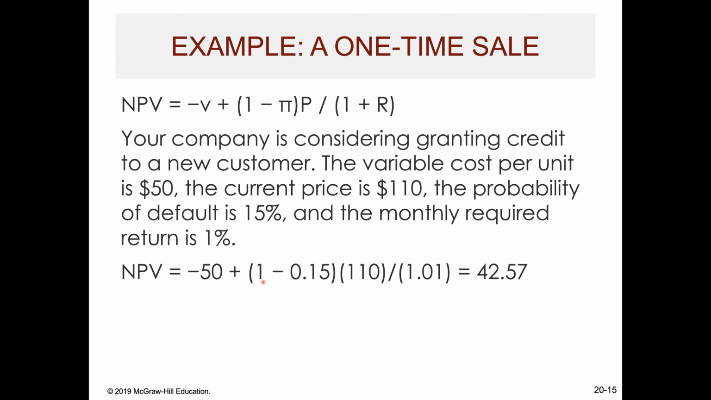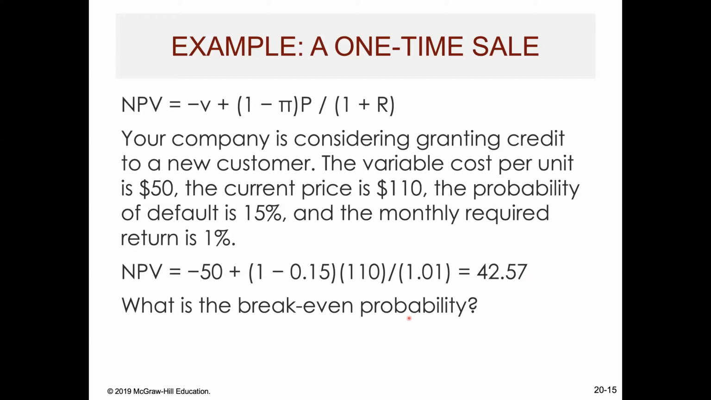So let's plug these numbers in. Negative 50, plus 1 minus the 0.15 times our purchase price, divided by 1 plus our rate, which is 0.01. So net present value is 42.57, positive. So that tells us, yes, it would make sense to extend credit to this customer, assuming we had estimated each of these correctly. The one to really look at is the probability of default. What is the true probability of default?